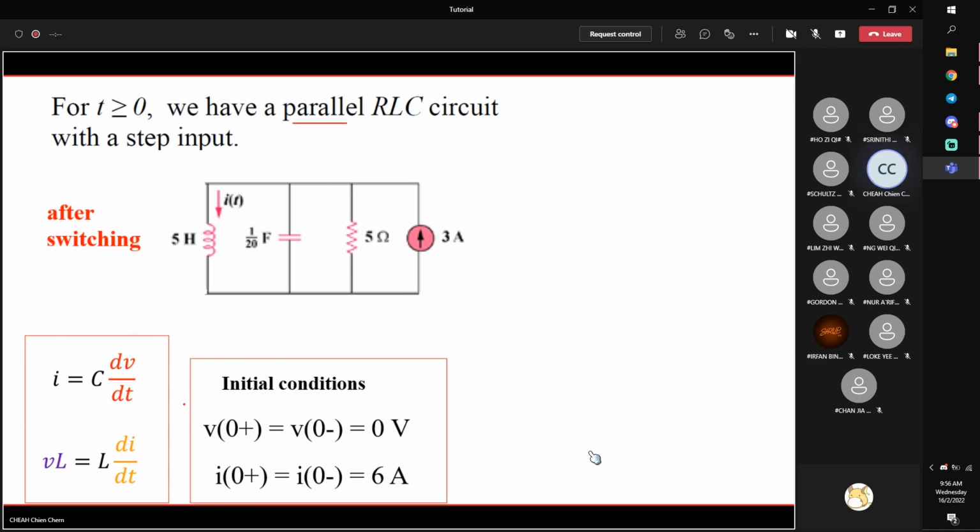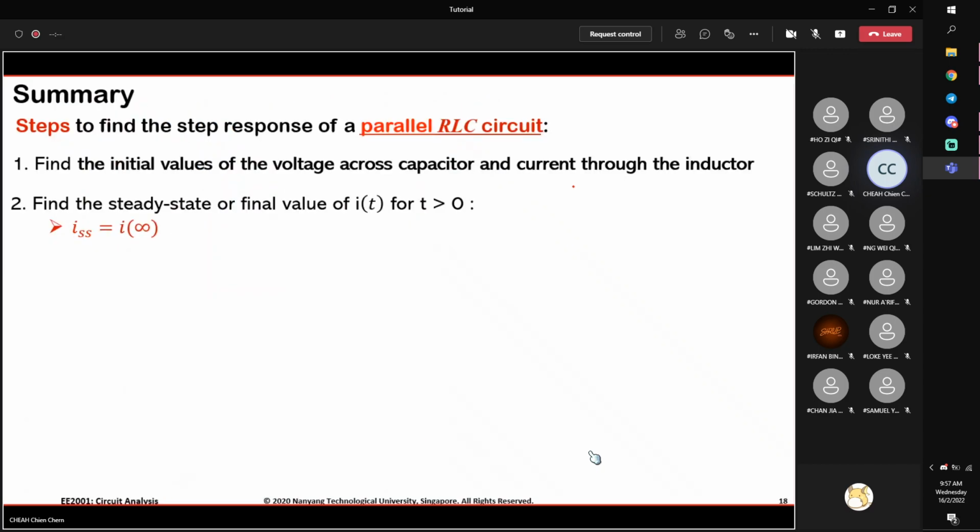Okay, immediately after switching, we know that the voltage immediately after switching, 0 plus, has to be equal to the voltage just before switching, because the voltage of a capacitor cannot change suddenly. Now the current through the inductor also cannot change suddenly, so immediately after switching, it has to start from 6 ampere, which was the steady state value before switching, right? So these become our initial conditions, and we have found the first step. So the first step is to look at the circuit before switching, and then look at the continuity after switching, and that will set the initial conditions for our circuit problems.